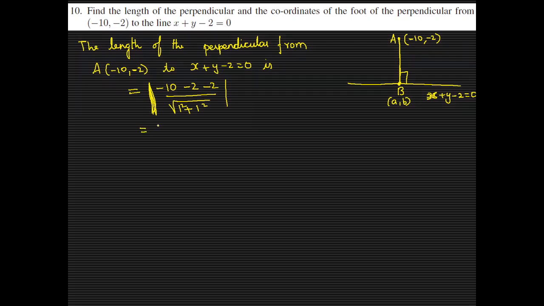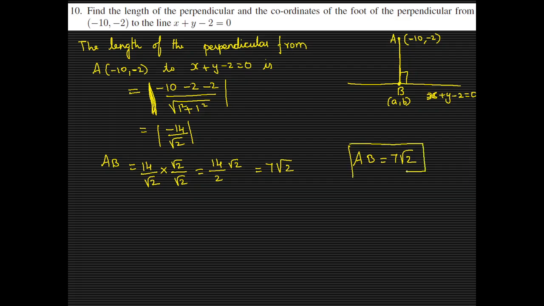So that is modulus of -10 - 2 - 2, which is -14, divided by square root of 2. Therefore the length of the perpendicular AB is 14 by root 2. We should not have root 2 in the denominator, so we multiply and divide by root 2. It will be 14 by 2 into root 2, which gives 7 root 2. So AB is equal to 7 root 2. This is the length of the perpendicular.